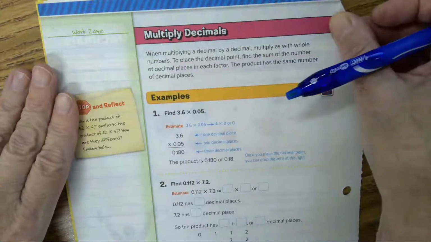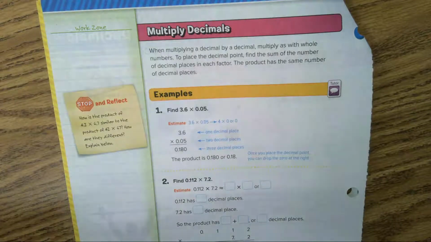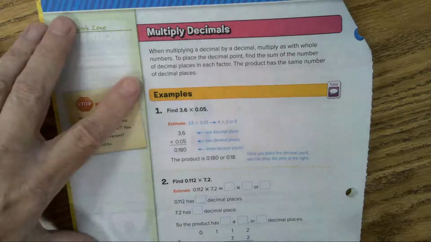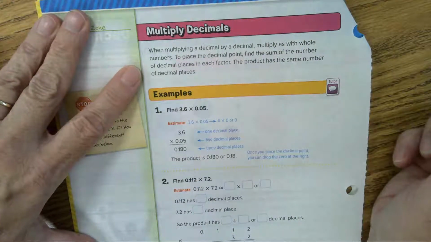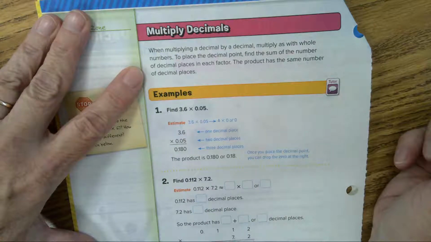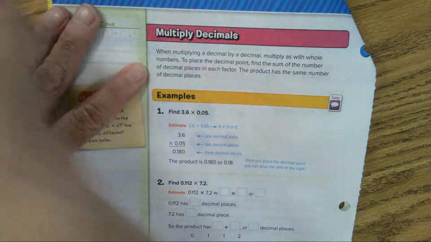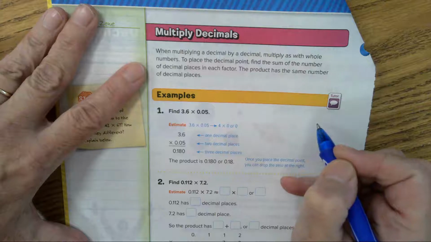Multiplying decimals. When multiplying a decimal by a decimal, multiply as if you were just doing it with whole numbers. Then, to place the decimal point, find the sum of the number of decimal places in each factor. The product has the same number of decimal places. All right, let's do this problem. And everyone, let's just rewrite it over here to the right.